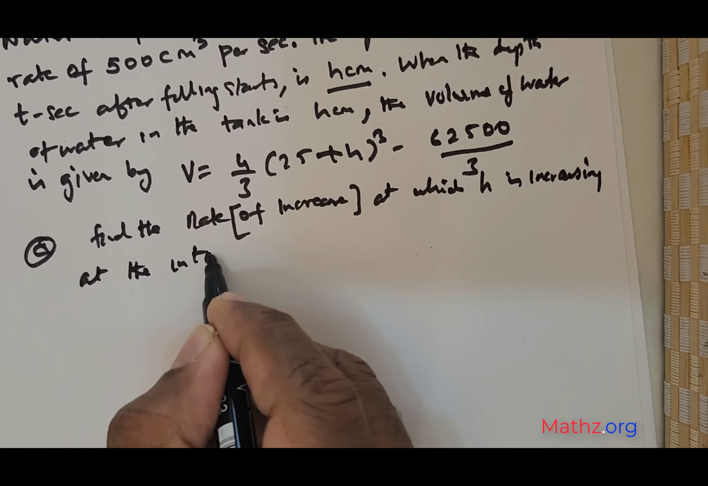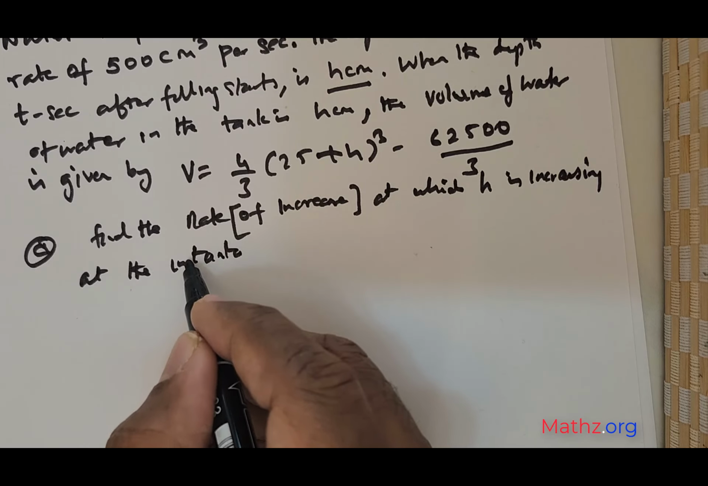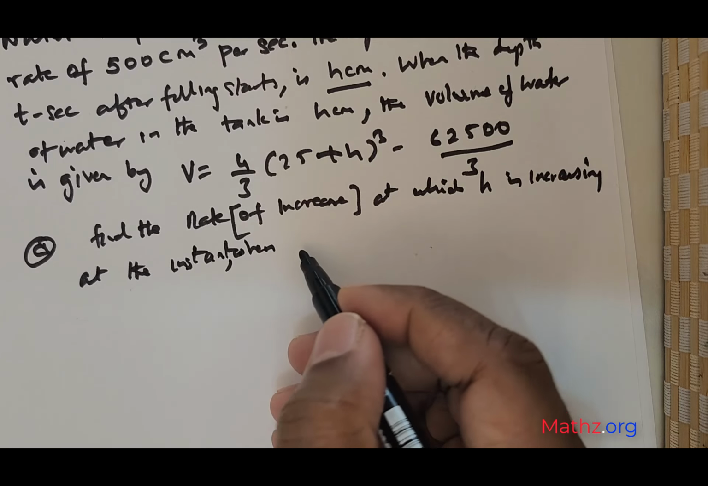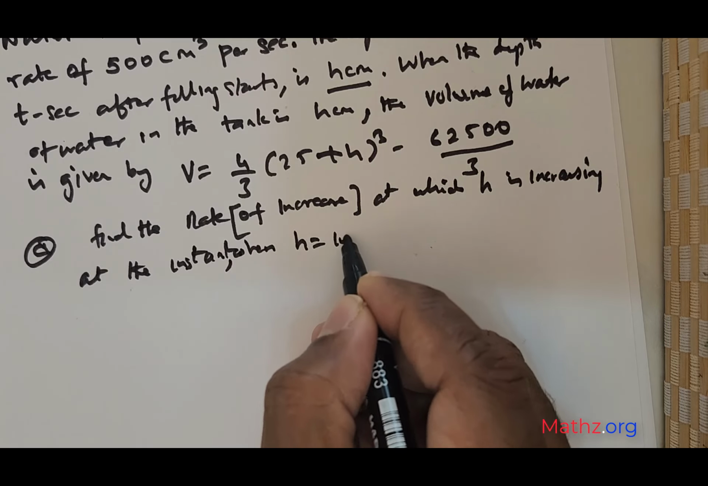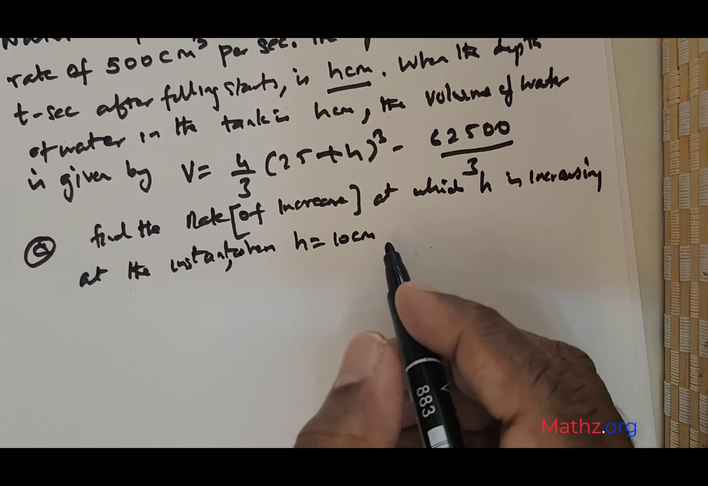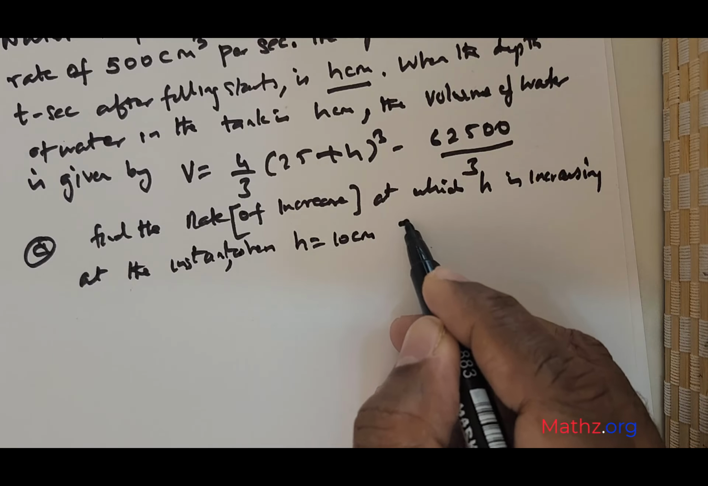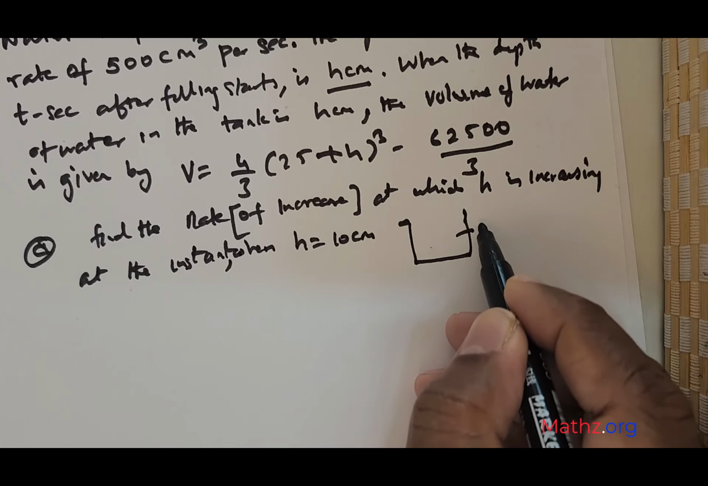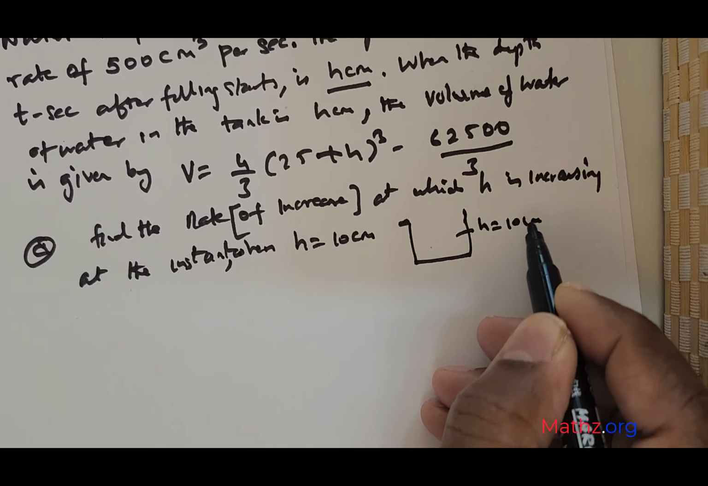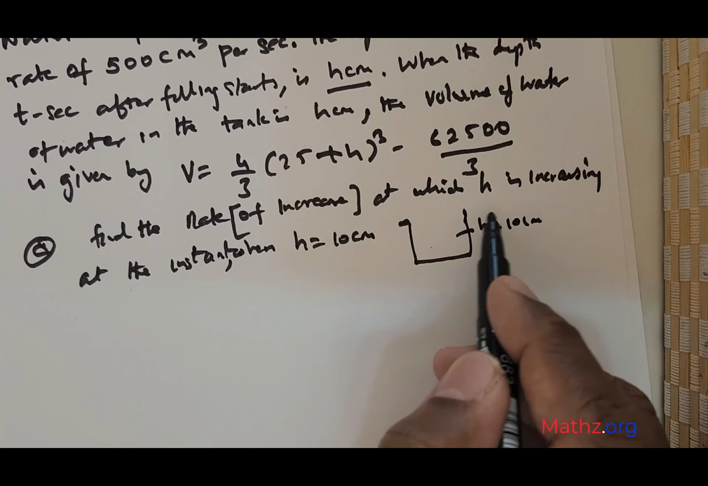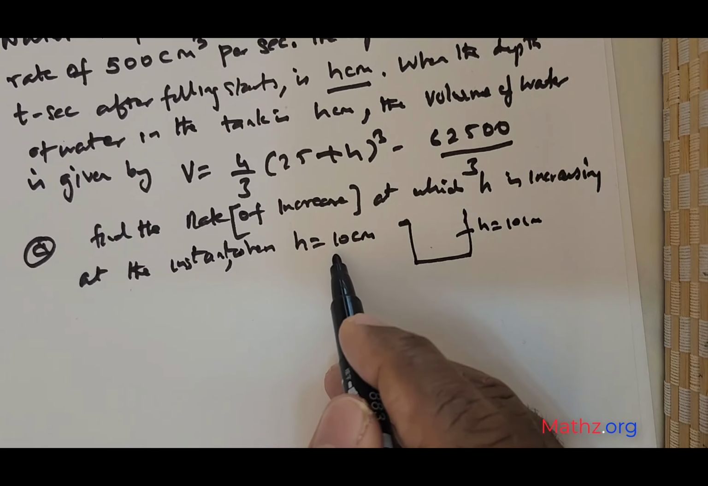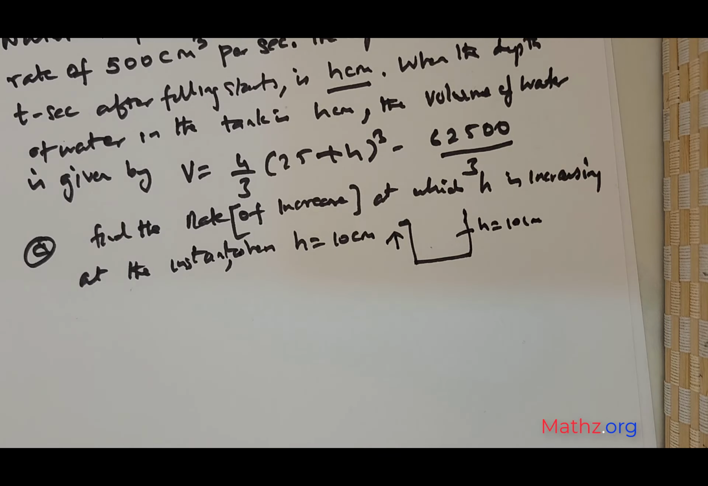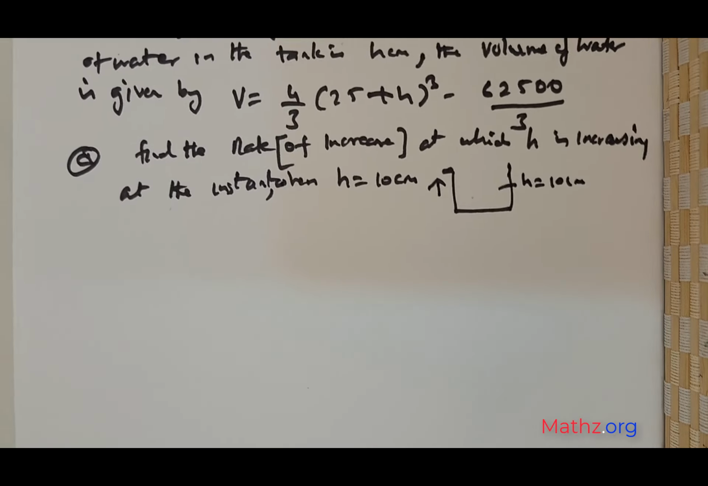At the instant when h is equal to 10 centimeter. So you got a tank, the height h is equal to 10 cm is given. Now they want to know the rate at which h is moving up with this information.